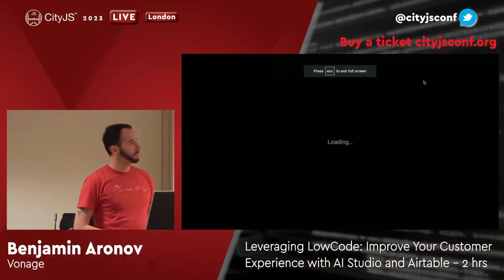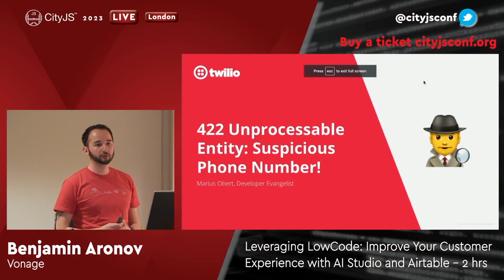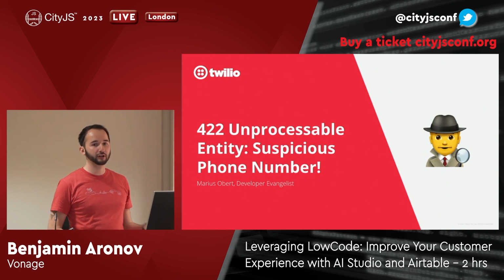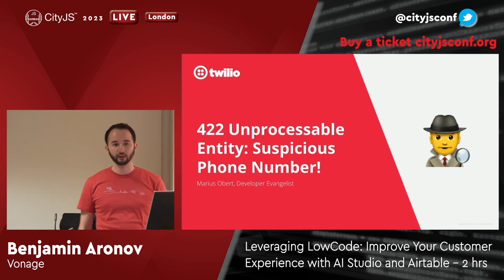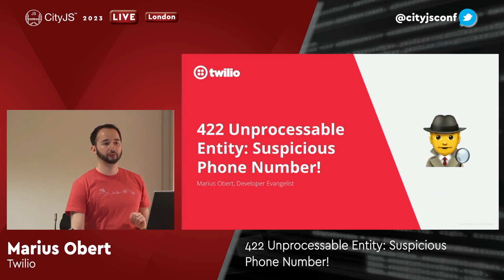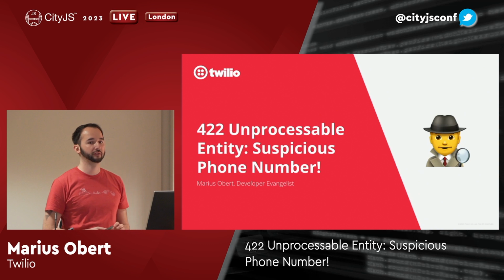So my talk today is called 422 Unprocessable Entity Suspicious Phone Number. The phone number part is not part of the real HTTP status code, but we're going to talk a lot about phone numbers today, but the rest is a real official status code. It basically means that your server understood the request, but doesn't want to respond with a success message because of a semantical problem. So this might be a status code your server could return if someone tries to sign up and you don't want that person to sign up successfully.